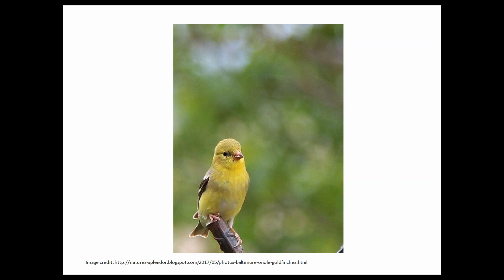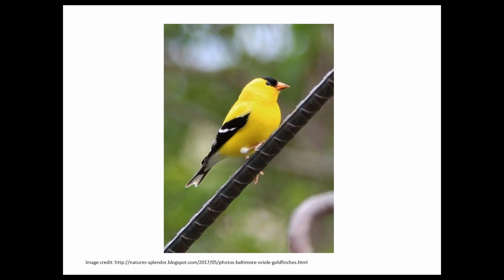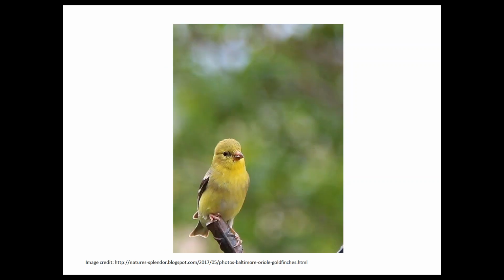So, for anyone who thinks it's different, why do you think it's different? Or for anyone who thinks it's the same, why do you think it's the same? What I'm trying to do here is get the students to explain their thinking. They say, well, I think it's different because this one looks more green and it's blending in with its background. The other one was clearly bright yellow. Maybe this is called a green finch. Maybe this isn't even a finch at all.